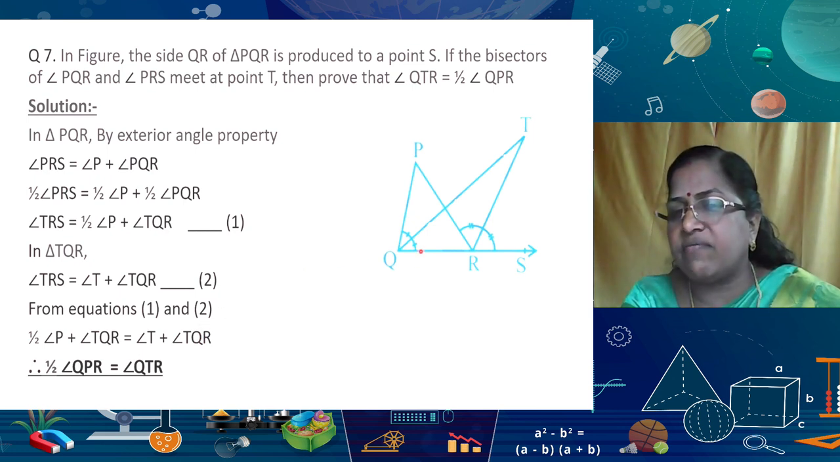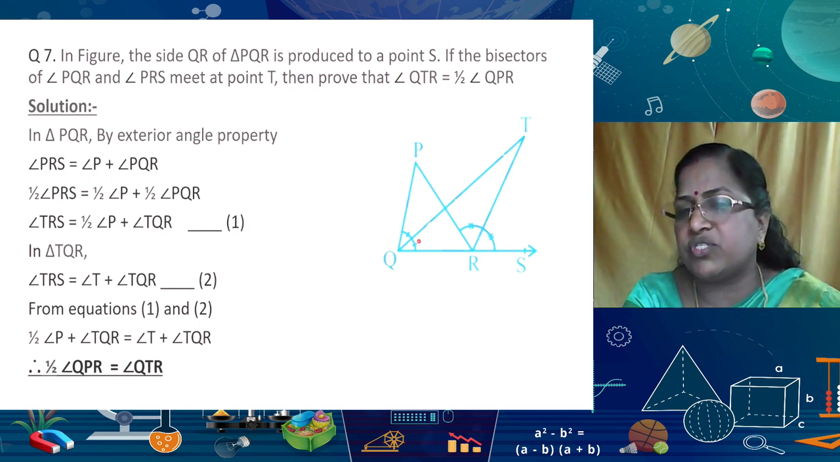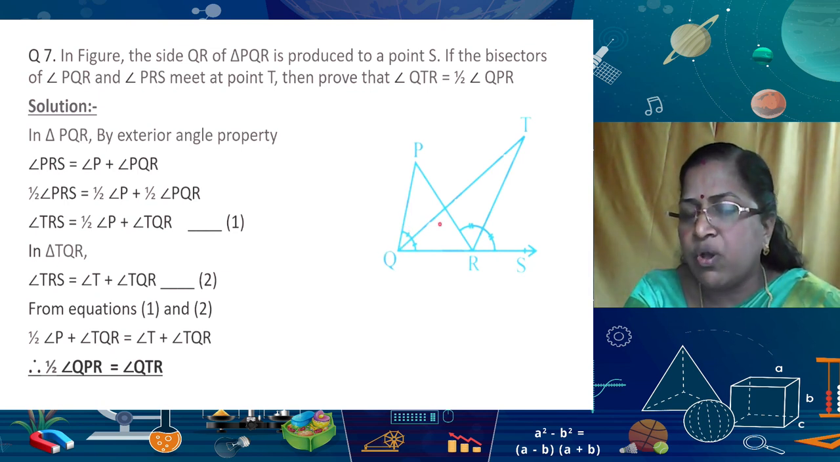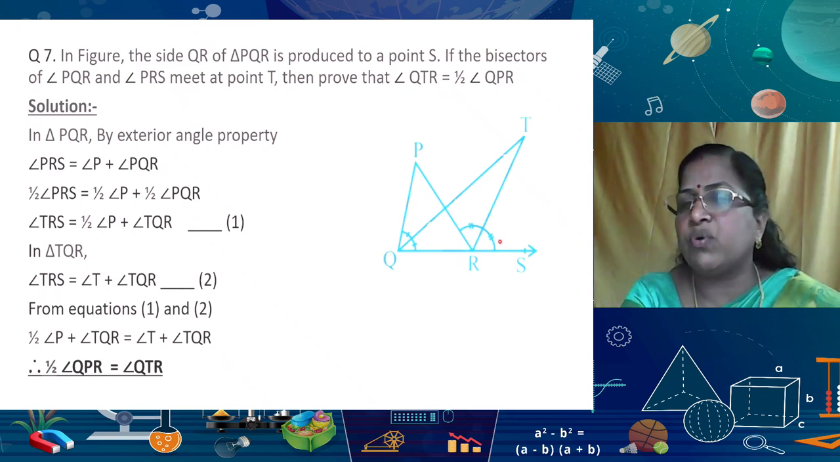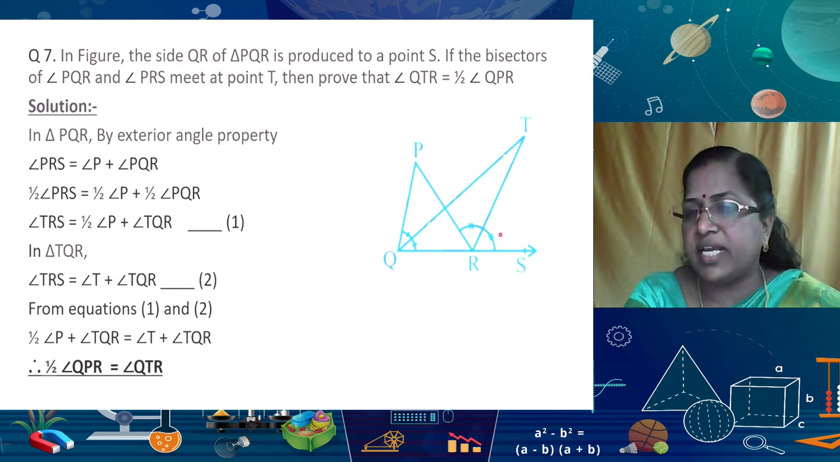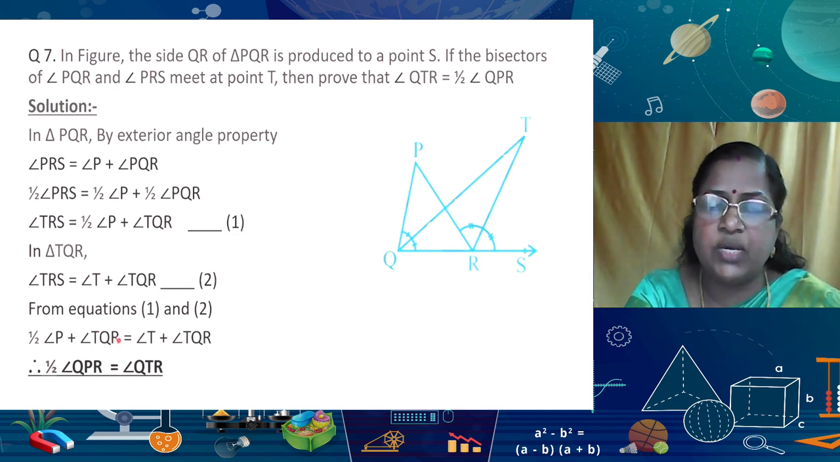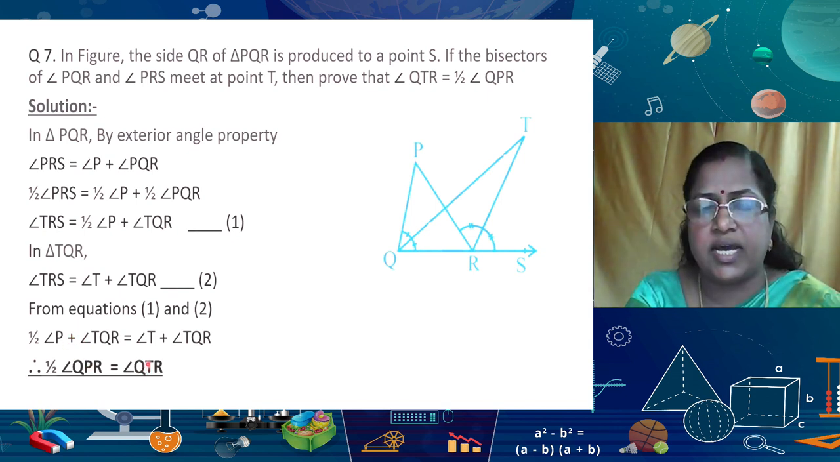Here bisectors are given. So we can take half of the portion. If we are taking half of this angle Q, we can take PQT or TQR. And if we are taking half of angle PRS, these two portions are equal. We are taking this part because the exterior angle of this triangle TQR is this. So we have to correlate these two relations. So here angle TQR is cancelled. And we get half of angle QPR is equal to angle QTR.